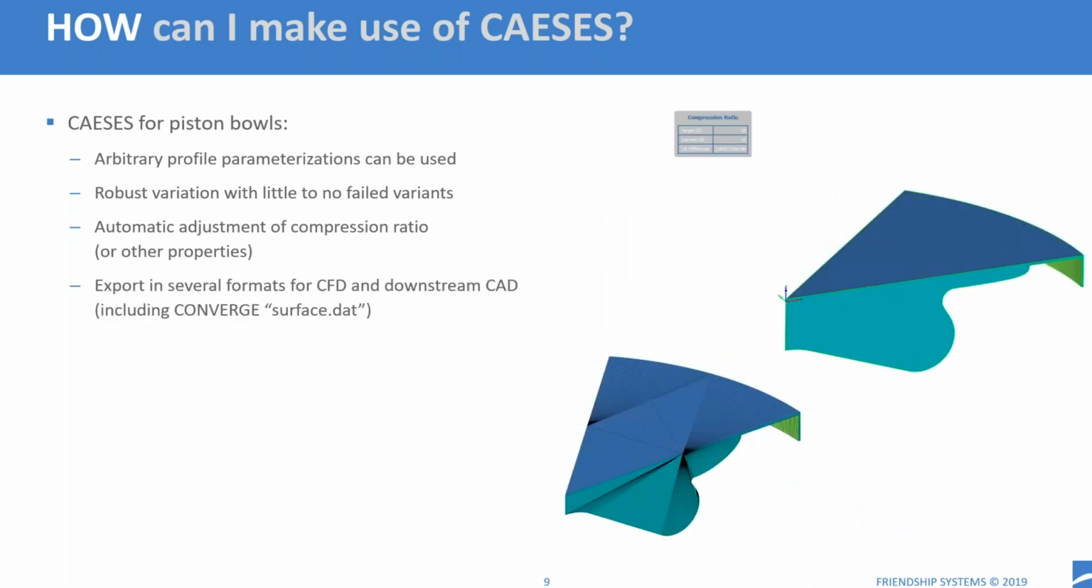Finally, when the geometry model is ready and can be varied, it needs to be exported for the simulation, and we support export in several different formats that are suited for the downstream CFD process or downstream CAD also. And in the context of CONVERGE, we support the native surface STL format that CONVERGE uses, where you can also identify different areas of the geometry with different IDs, so that they can get the appropriate boundary conditions and mesh settings and things like that.